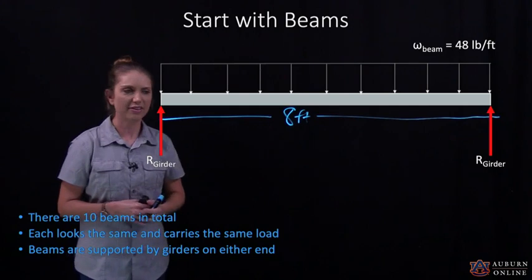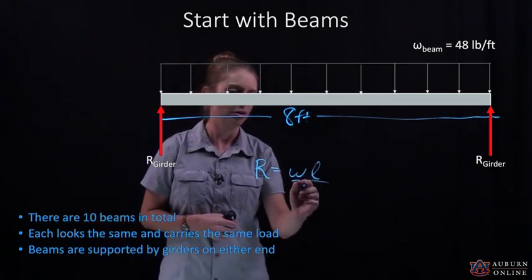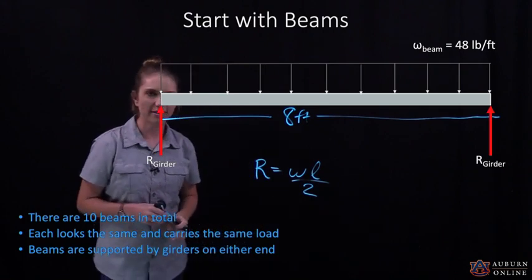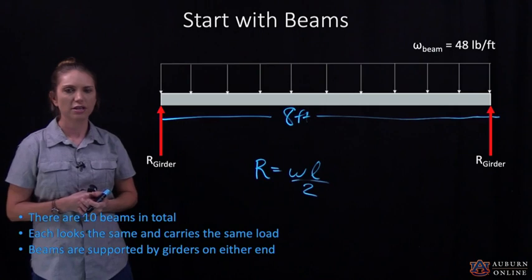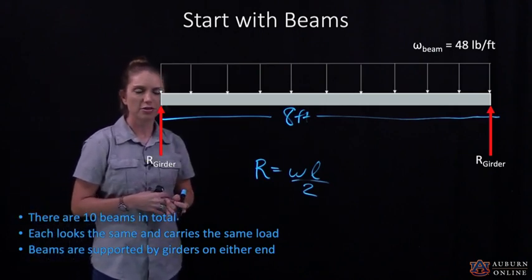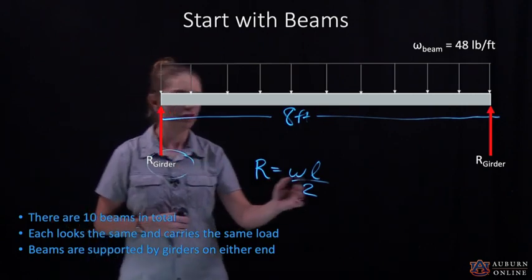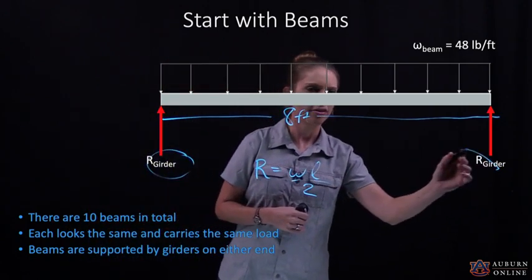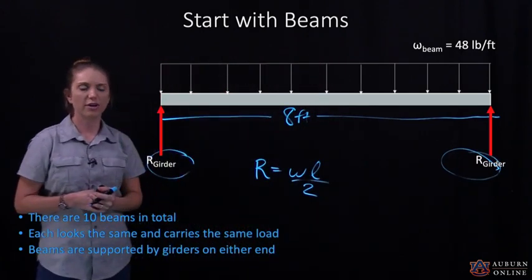We can simplify the equation to R equals WL over 2. Okay, that's only in the case here where we have a single uniform load, no point loads, no triangular or other unique loads. So our equation to find the reaction at the girders here, on each end, R girder left and R girder right, is WL over 2.